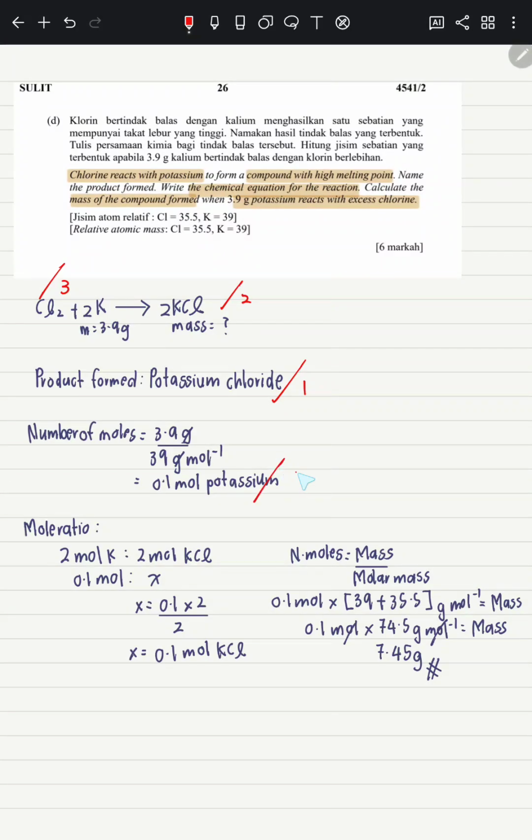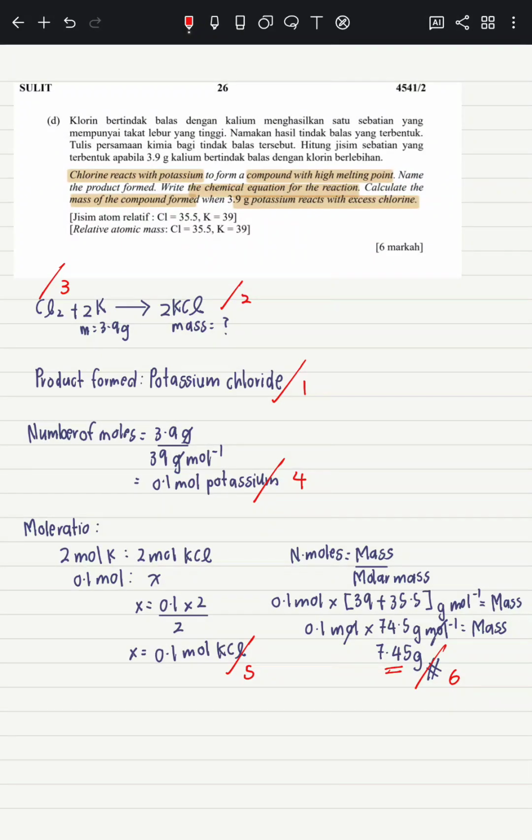And my 4th mark will be my number of moles for K. So this one is my 4th mark, and my 5th mark is for the mole ratio. So this one would be my 5th mark, and my final mark is mass of KCl with correct unit. Let's say I have the mass only, I don't have the gram, consider wrong. Okay, I must have both of them, then I'll give you the 6th mark. So this is how we mark your calculation question in real SPM.